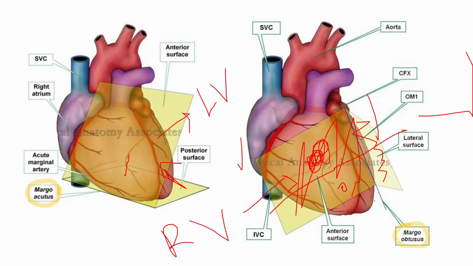The lateral surface consists of some part of the left ventricle and some part of the left atrium. I think mostly it is the left atrium. So you have to remember that. This is a basic anatomy question, nothing too difficult.